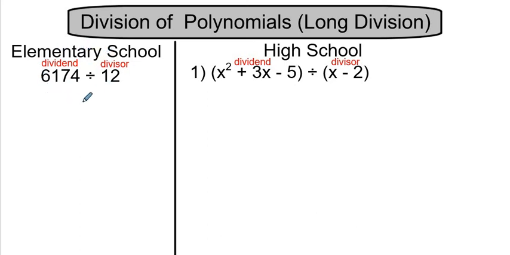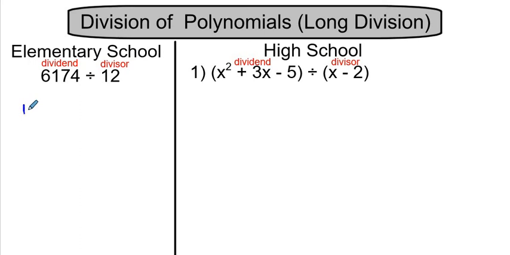So I'm actually going to go over an elementary school problem before I go over the high school problem, just to refresh your memory of how this works. So the thing that is being divided itself is called the dividend. The thing that's doing the division is called the divisor, and the answer is called the quotient.